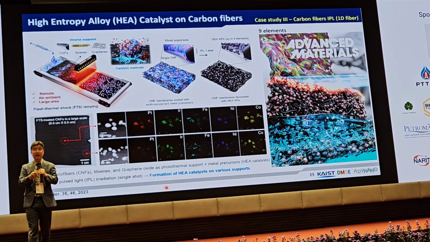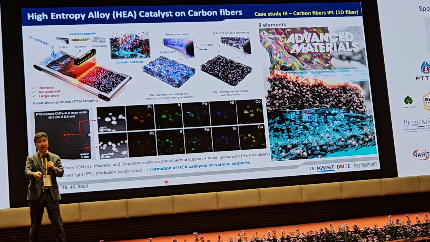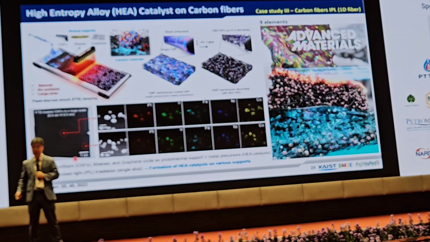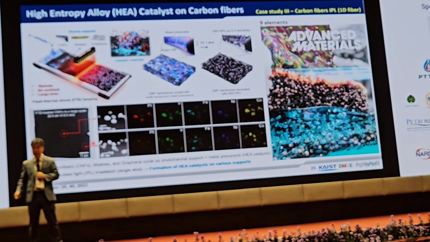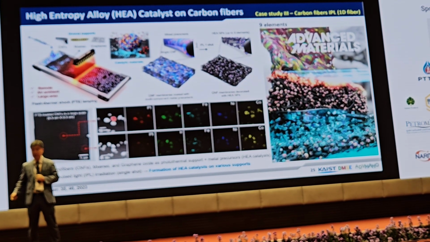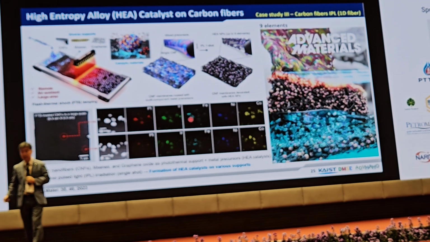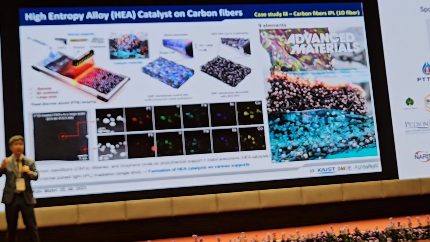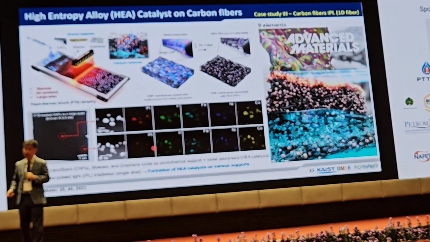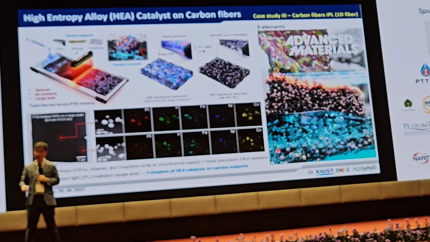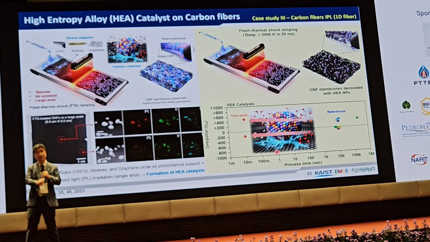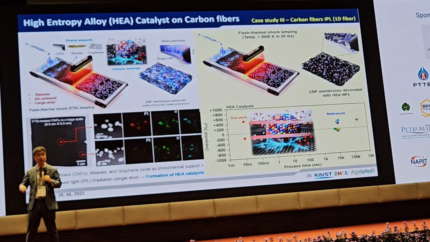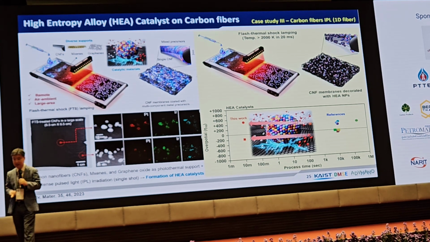Then we also synthesize 9-element particles. As I mentioned, high entropy alloy particles, the same here. This is carbon nanofibers, 6 centimeter by 6 centimeter. Then we measure here, and 5-element platinum, iridium, iron, nickel, cobalt particles are well formed on this carbon fiber by simply exposing the light. Then you can also see this is a 9-element particle. Compared to all other synthesis methods, we are the fastest. So in 0.01 second we can synthesize this interesting catalytic particle.